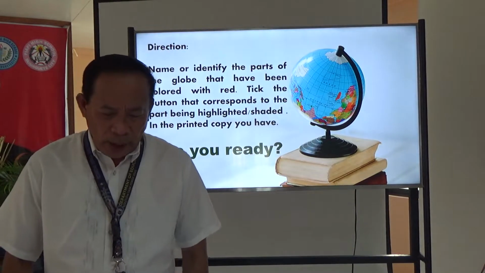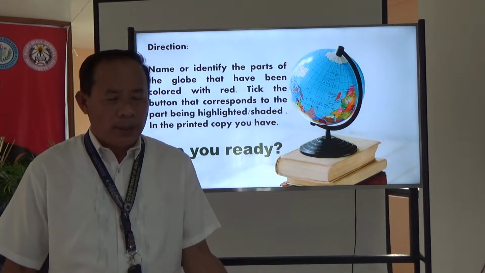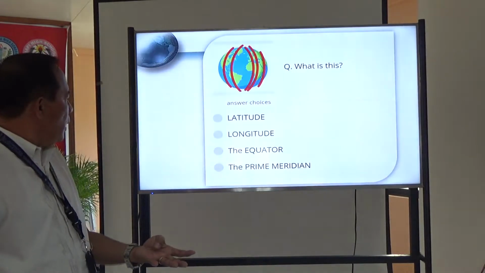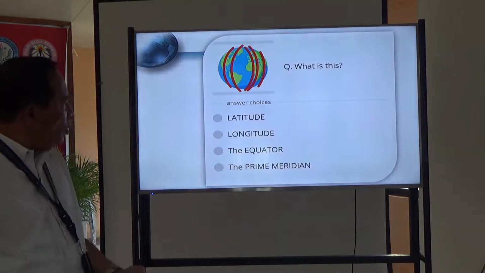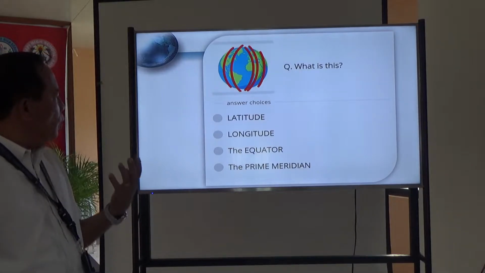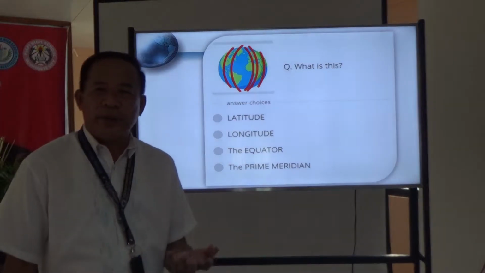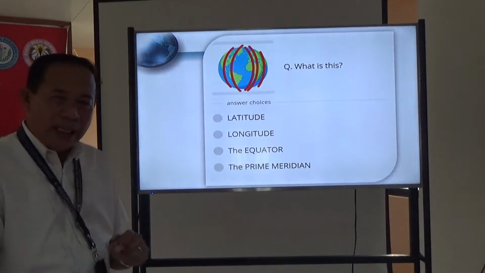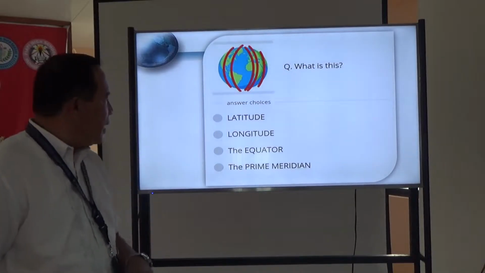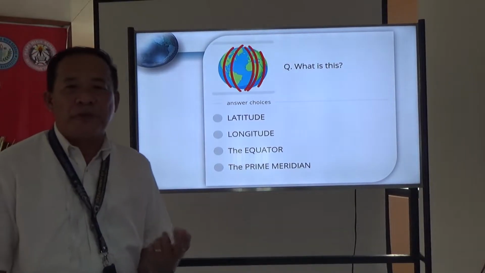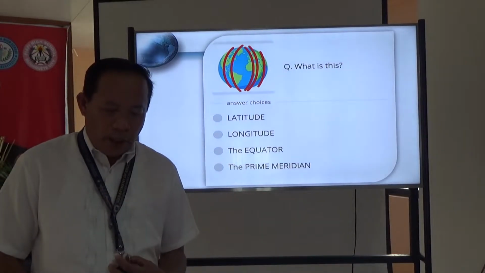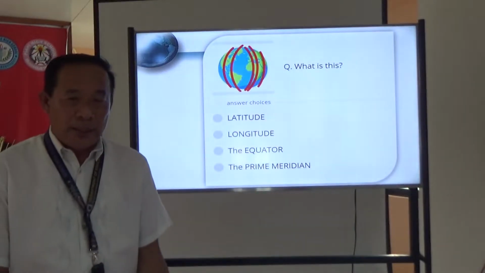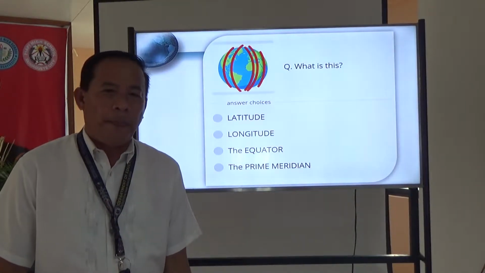Okay. With your activity sheets, you have here markings to identify what would be the parts of the earth or the globe that is being highlighted with red, and you are to tick the answers of your choice that correspond to what is being referred to in the globe. Okay, I'll give you about 2 or 3 seconds to do the activity. You may now start doing it.